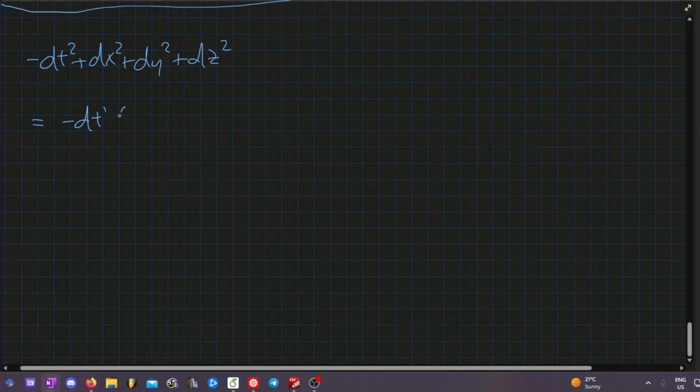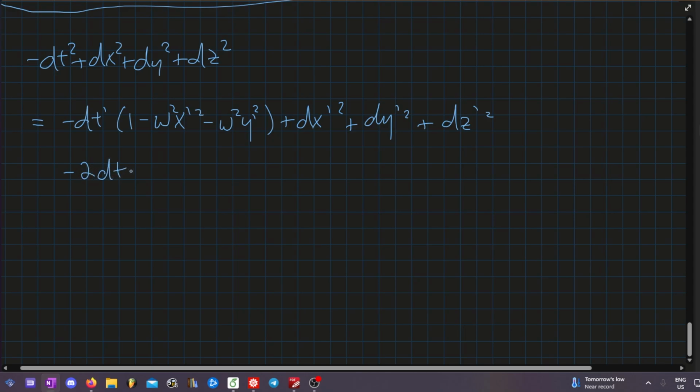minus dt prime squared times 1 minus omega squared x prime squared minus omega squared y prime squared, obviously, plus dx prime squared plus dy prime squared plus dz prime squared, and then some cross terms, minus 2 dt dx omega y prime plus 2 dt dy omega x prime.